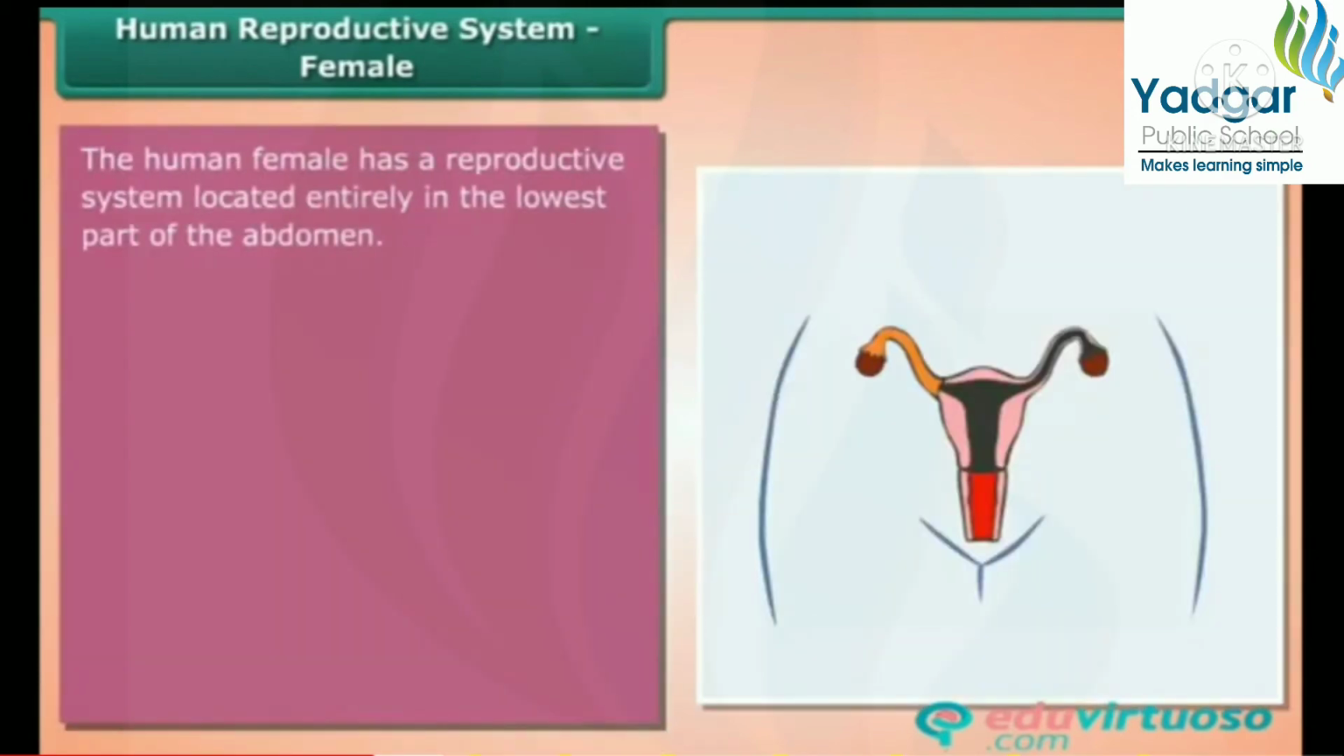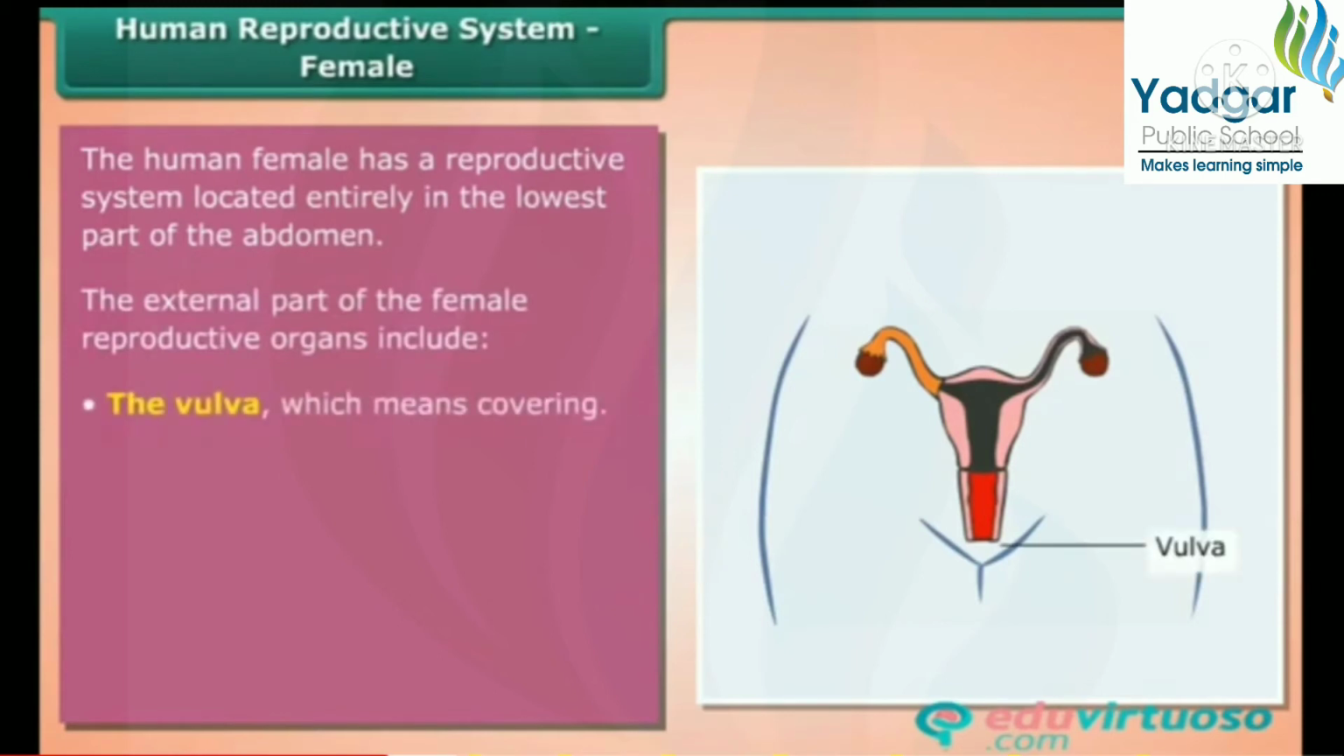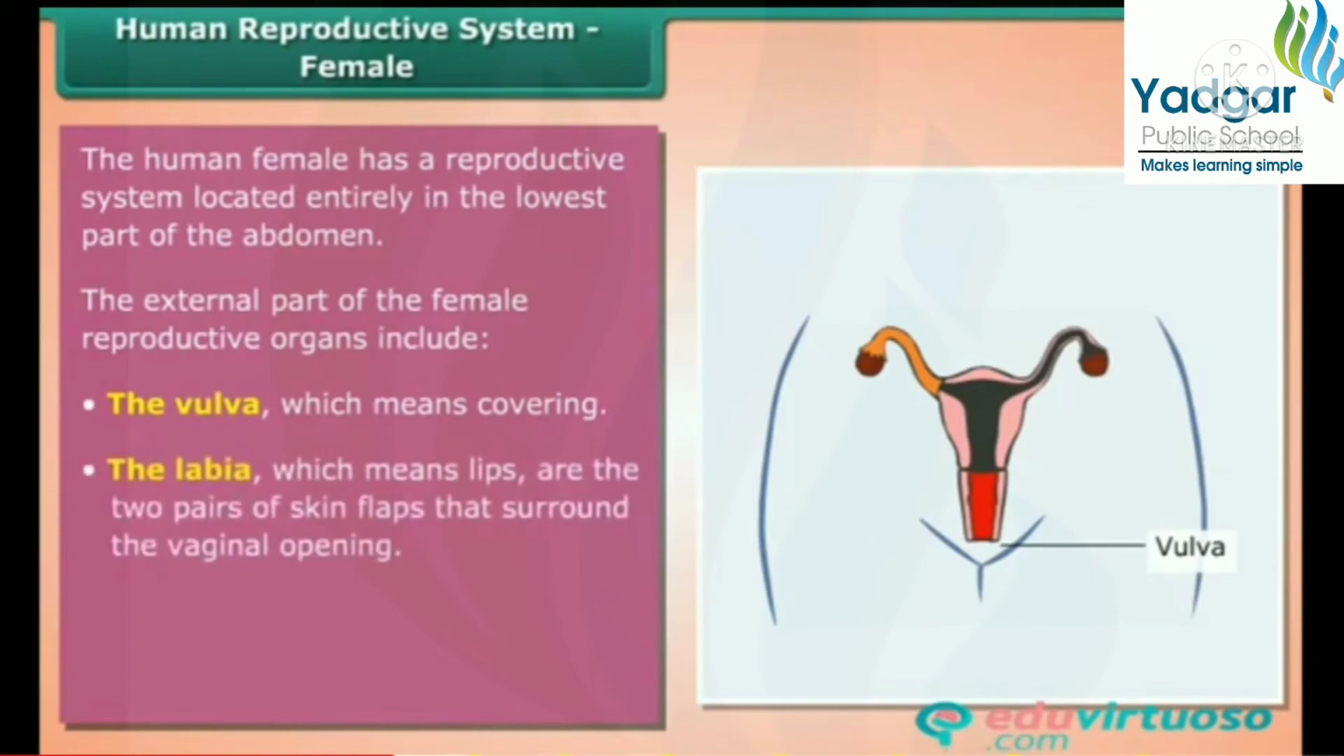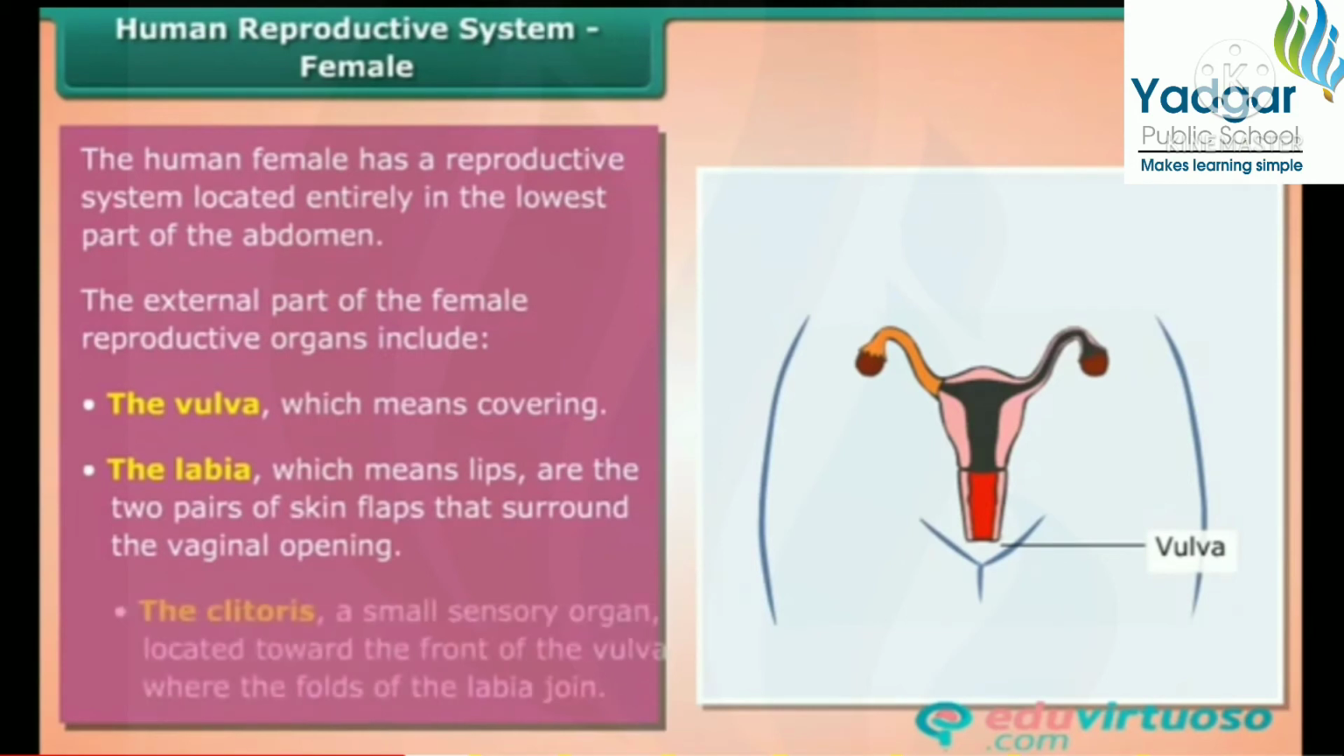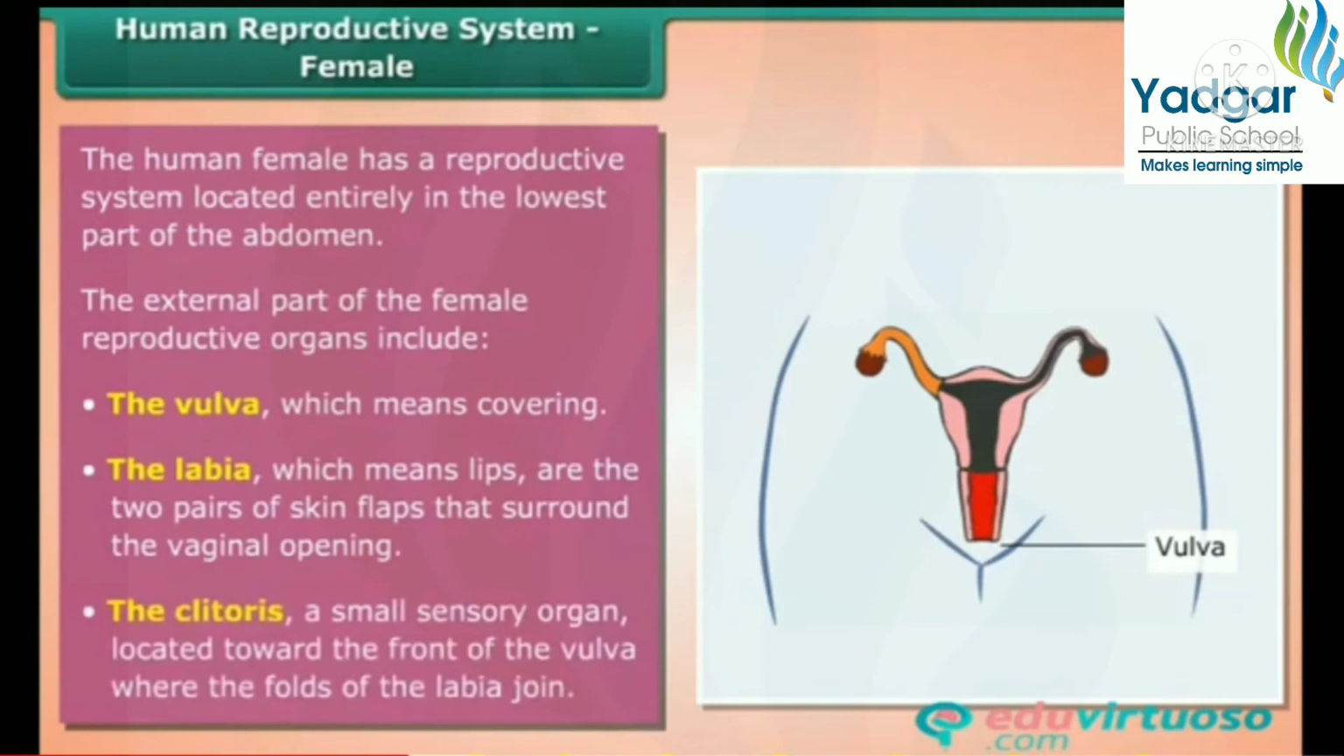Human reproductive system. Female. The human female has a reproductive system located entirely in the lowest part of the abdomen. The external part of the female reproductive organs includes the vulva, which means covering. The labia, which means lips, are the two pairs of skin flaps that surround the vaginal opening. The clitoris, a small sensory organ located toward the front of the vulva where the folds of the labia join.